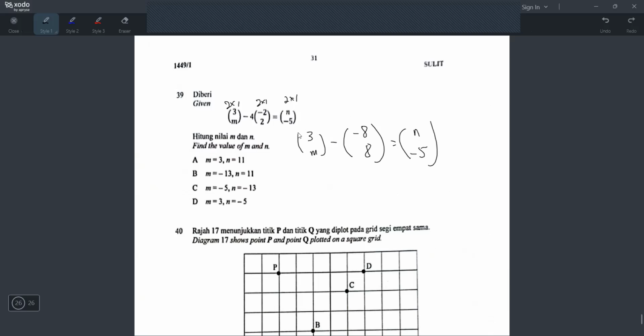Okay, now what you do is, atas tolak atas equals atas. Bawah tolak bawah sama dengan bawah. So atas tolak atas equals atas. 3 minus -8 equals to n. Bawah tolak bawah equals bawah.